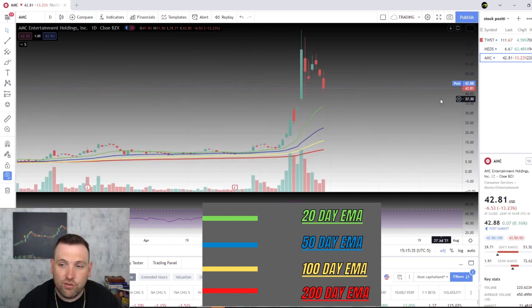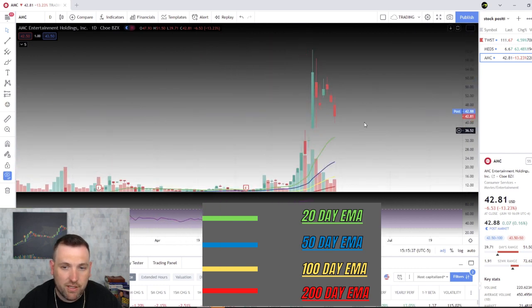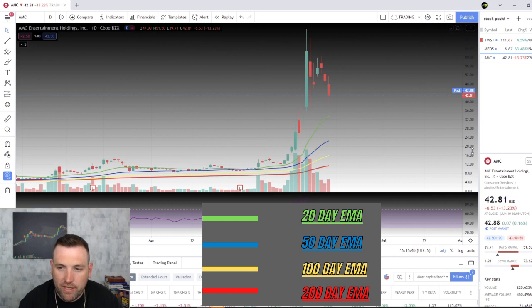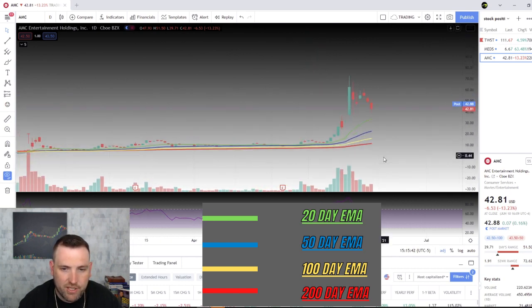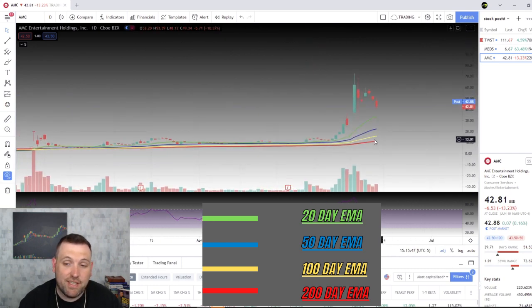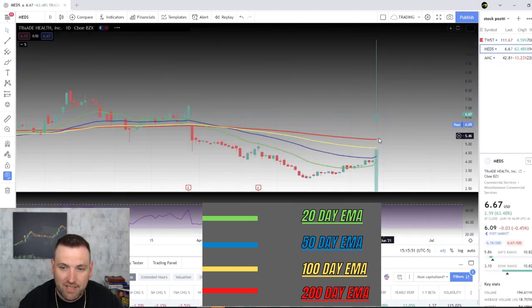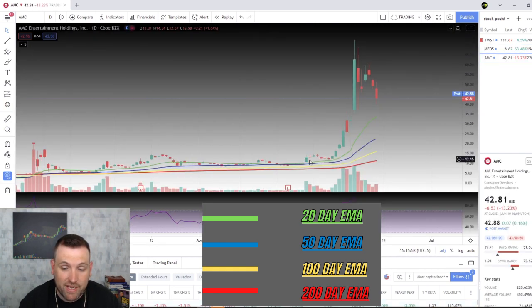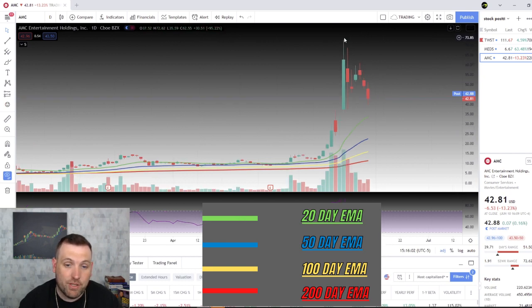Now AMC is a little wonky because of all the social media hype and manipulation, but it fits the purposes for this explanation. You can see on this chart that the EMAs are in a different area. Looking back at MEDS, the price is just now above it, but for the most part, it's been below it. Looking at AMC, the price has been above them for a while, and that led to a nice big rip.